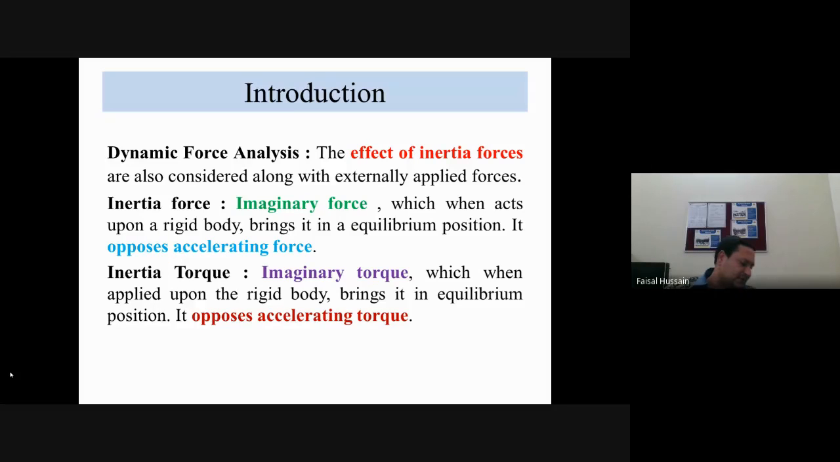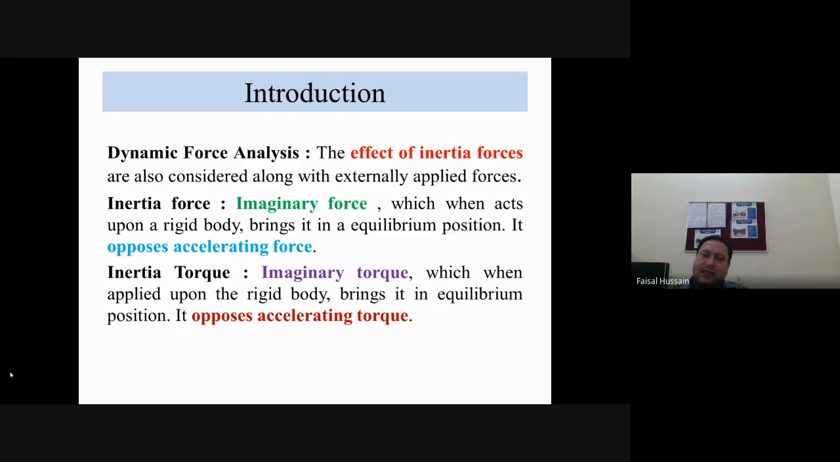In a mechanism or in a system, there will be some external applied forces acting at the joints at different points, and with that we have to also consider the inertia effect while solving dynamic force analysis problems. Now, if inertia force is considered, the question arises: sir, what is inertia force? Inertia force is an imaginary force which, when it acts upon a rigid body, brings the body into an equilibrium position and it opposes the accelerating force.